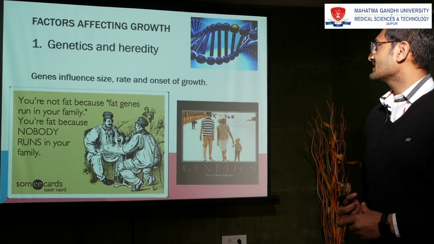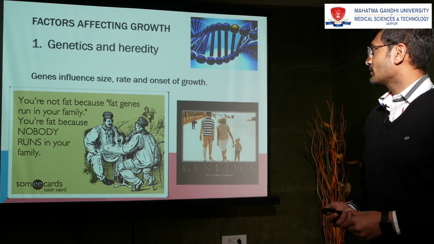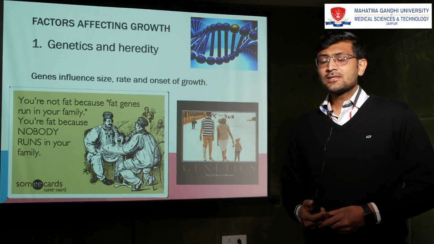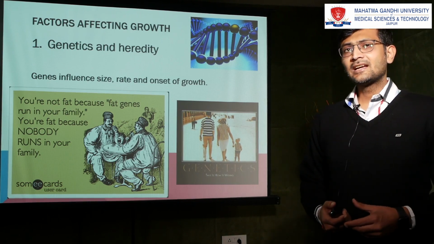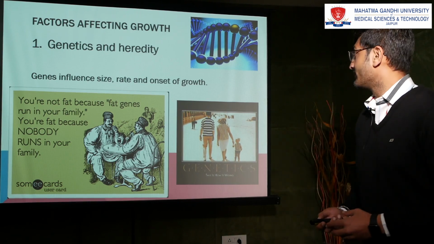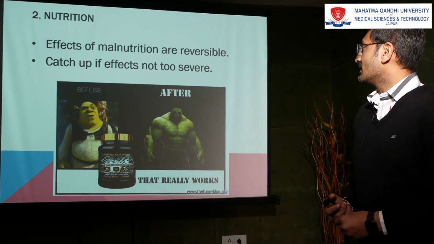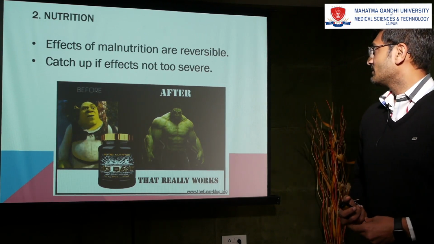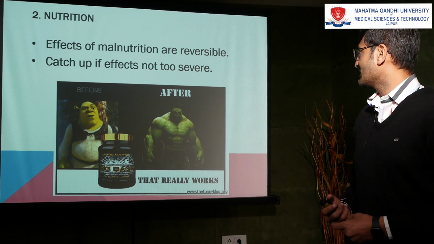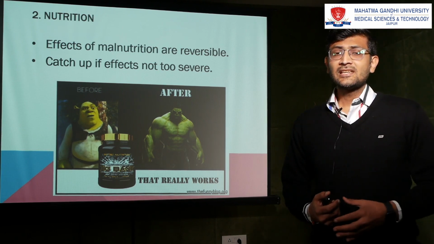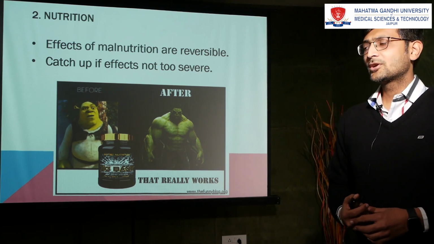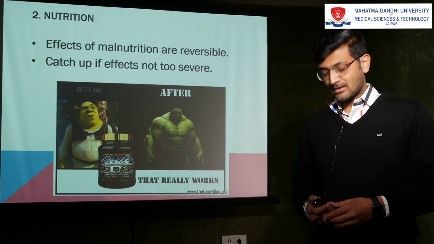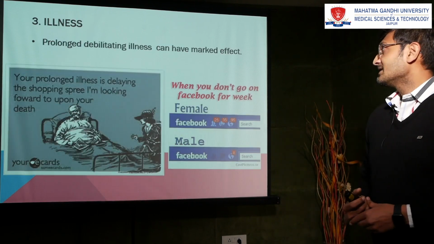The first one is genetics and heredity, because genes usually influence size, rate and onset of growth. There are many malocclusions like class 3 malocclusion, also called Habsburg jaw, which runs in families, and genetics plays a very important role. Second is nutrition. Effects of malnutrition are reversible, but catch up occurs if effects are not too severe. Mostly, if somebody takes a proper diet and nutrition, then whatever growth has not occurred can come back to normal.